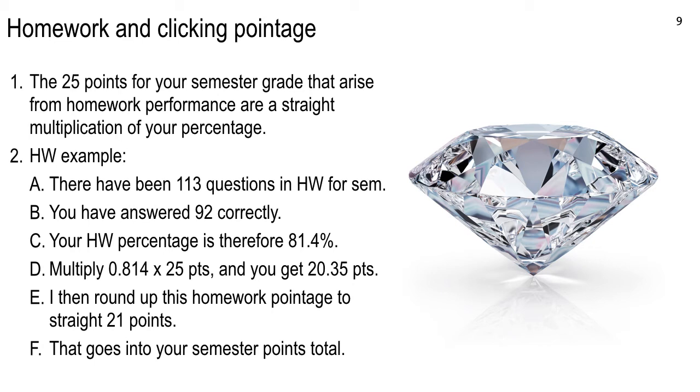Anyways, 21 goes into your semester point total. So your exams go straight in. Those don't have to be converted. So if you get 44 out of 50 on a midterm, that goes into your semester point total. But homework goes in this way. You'd go 21 into your semester point total.